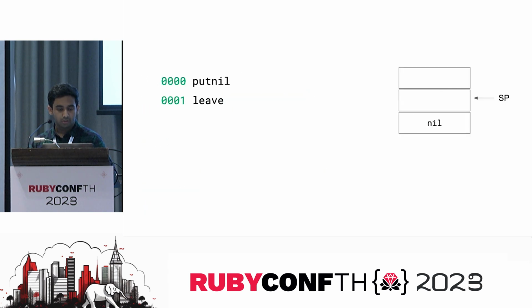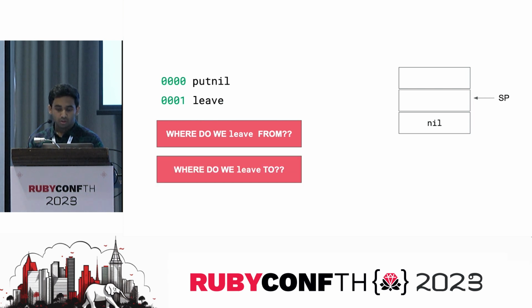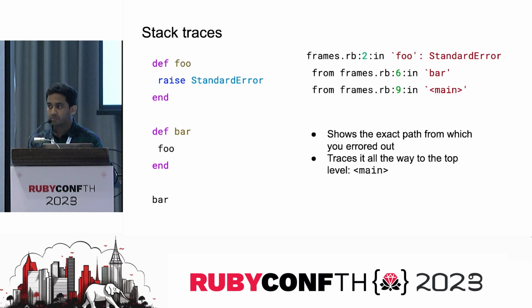If you take a look here, the first put nil puts nil onto our stack, and then we leave from the method. But this is the same problem that we had before, where we don't know where we are leaving from. We don't know where we are leaving to. So for that, we need to go even deeper at something that's called stack traces. I'm sure most of you have seen an error report that's printed out when you don't handle an exception in Ruby.